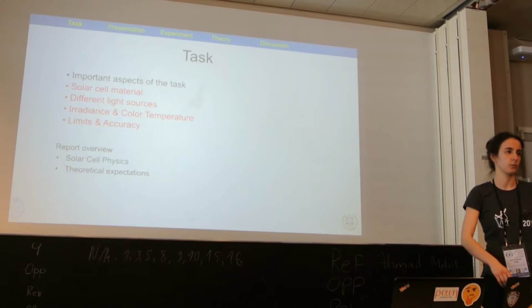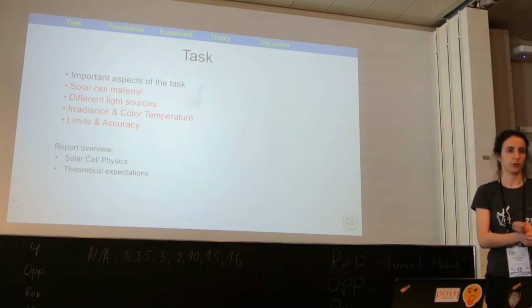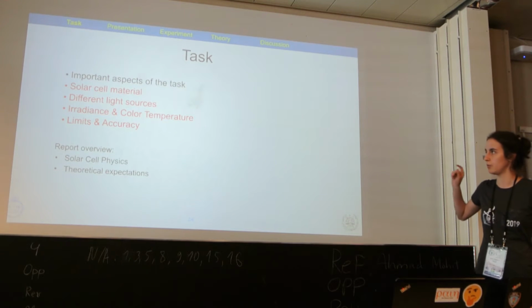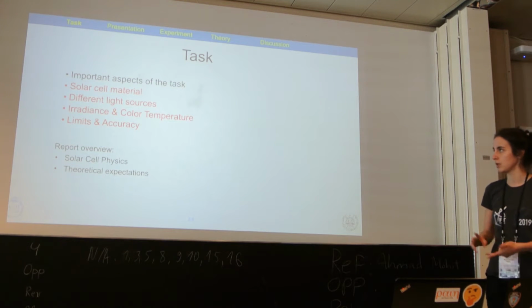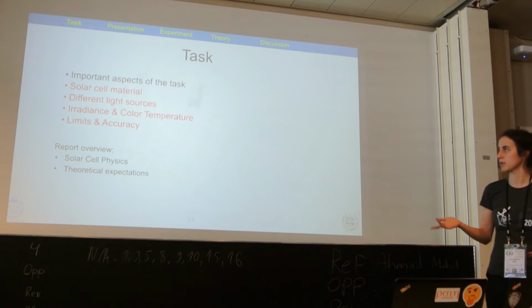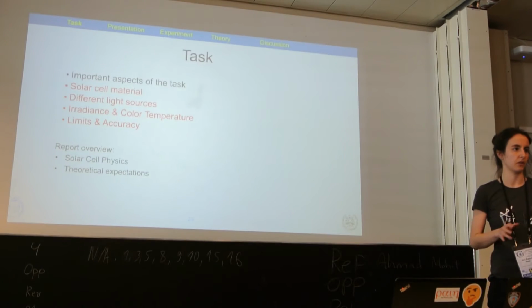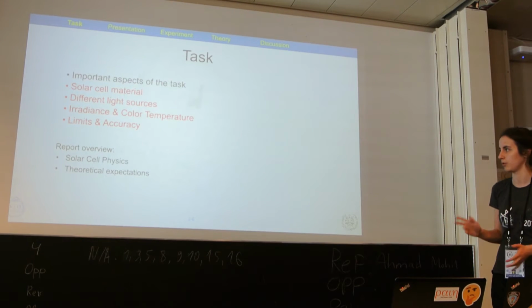The task said that we should propose and implement a method to measure the irradiance and the color temperature of different light sources using solar cell materials, and focus on the limits and accuracy of the proposed measurement method.